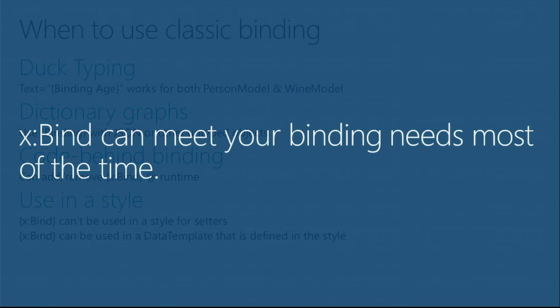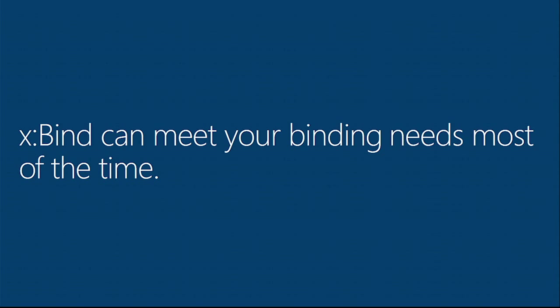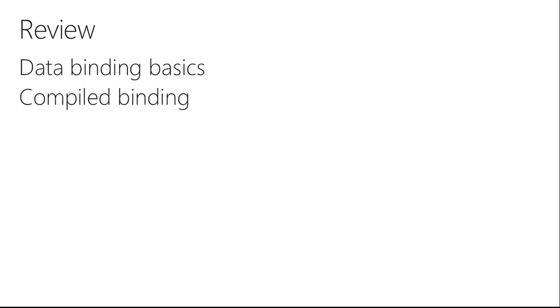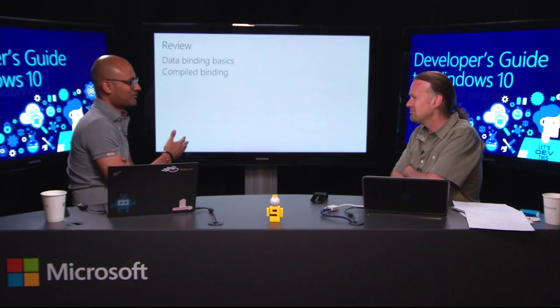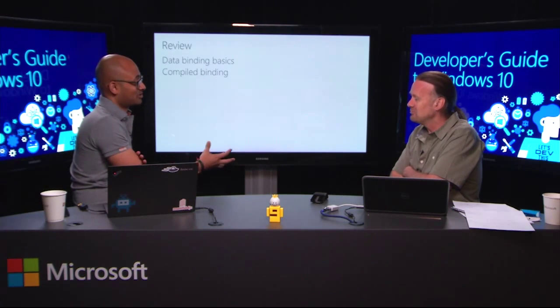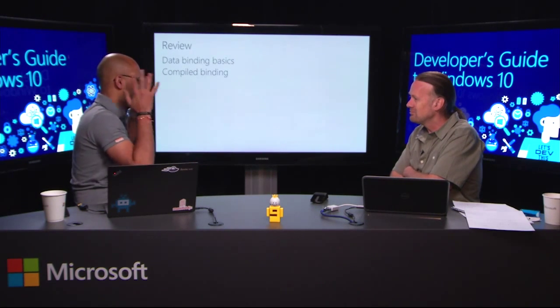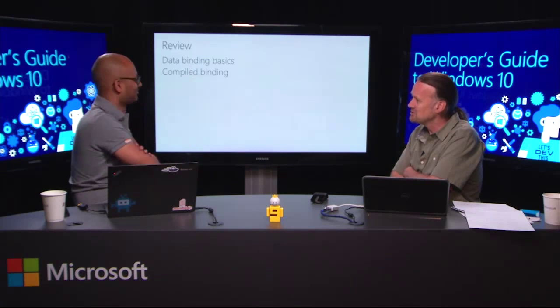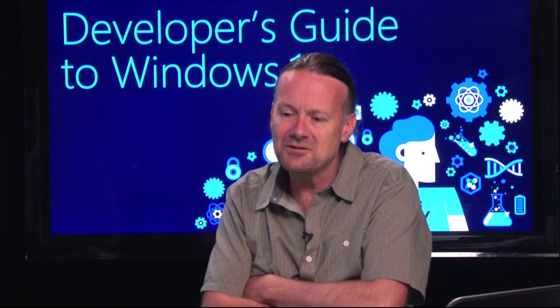So, in summary, xbind can meet your binding needs most of the time. And the nice thing is, it's not one or the other. You can do xbind to an extent, and when you feel like, hey, I can't use xbind here, you can just drop back to classic binding. So you're reaping as many benefits as possible, but you don't have to put all your eggs in the xbind basket. That's right, exactly. For anything that's got even a moderately complex UI, xbind can give you a good performance boost.